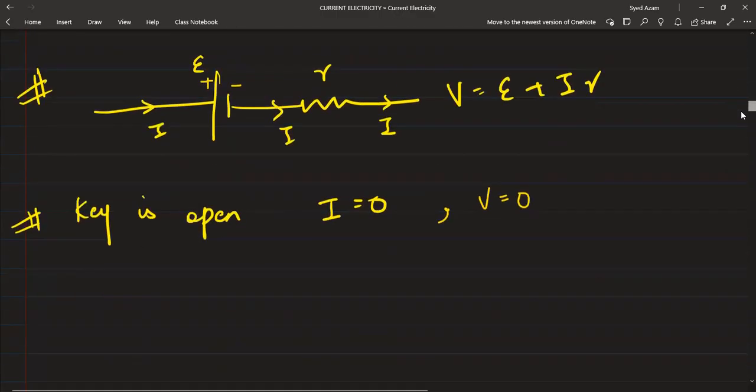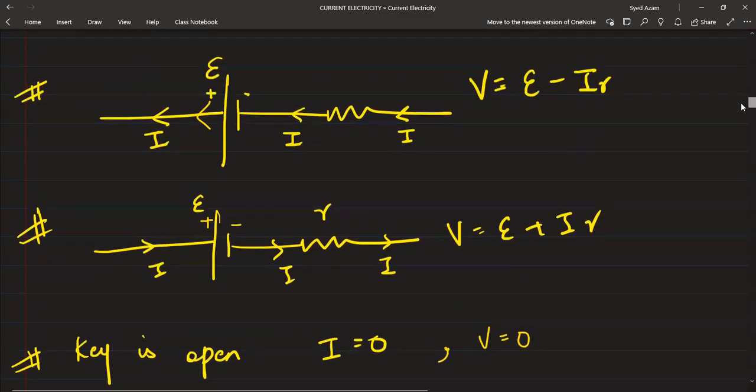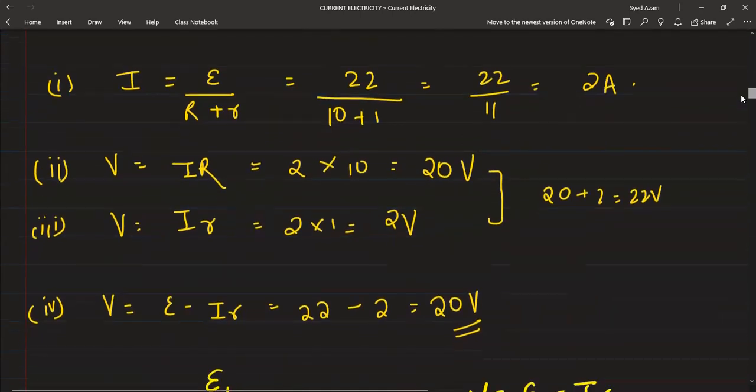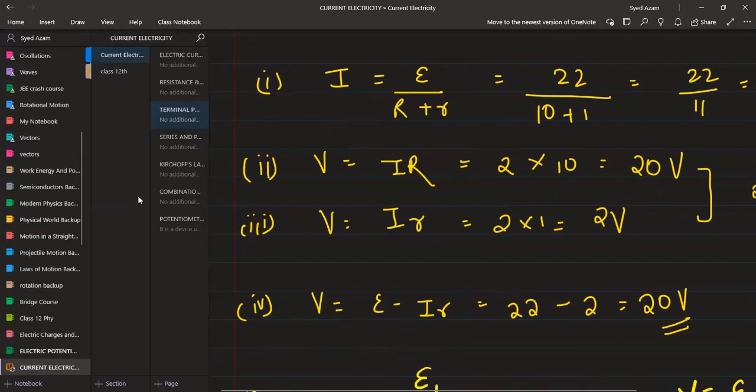Okay, write down till here. And one more thing, see, if key is open means no current means no voltage. So this is what you can just recall whenever you have zero current. Write it, then we'll discuss something else. I'll discuss series and parallel combination.